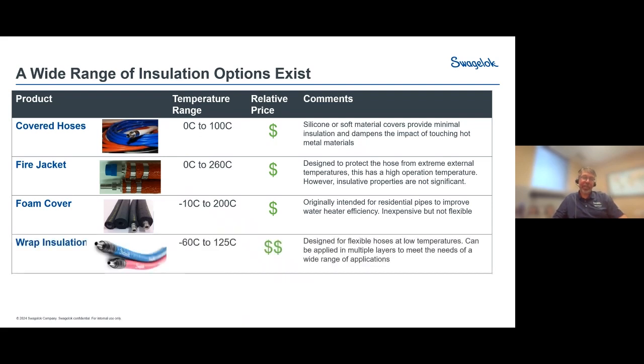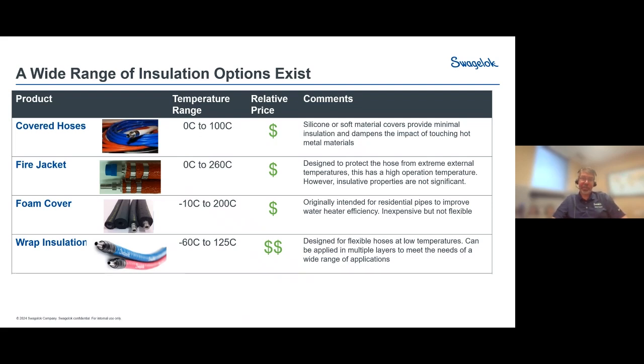But the most popular one lately has been this wrap insulation. And so this is an aerogel material wrapped onto hoses with a shrink wrap cover, and it really does the job for the current market demand for the thermal loop. It reaches temperatures of minus 60 up to about 125. It does cost more, so now we're getting to more expensive solutions here, but it does the job very, very well for the current market demand. Does an excellent job of insulating. It's very flexible, and it's meeting the needs.